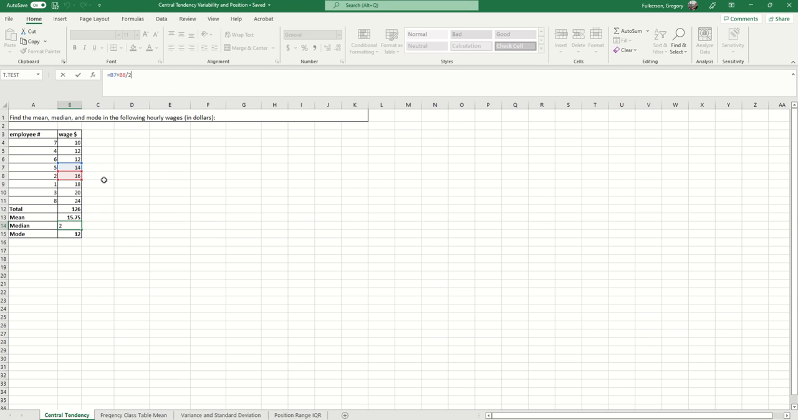Basically what that formula is doing is just looking at the two middle values because we have an even number. There's 8 employees. So we need to go to the fourth and the fifth position and get the average of those two, right? So 14 and 16, which are in cells B7 and B8. That's what the formula says. And then divide by 2.